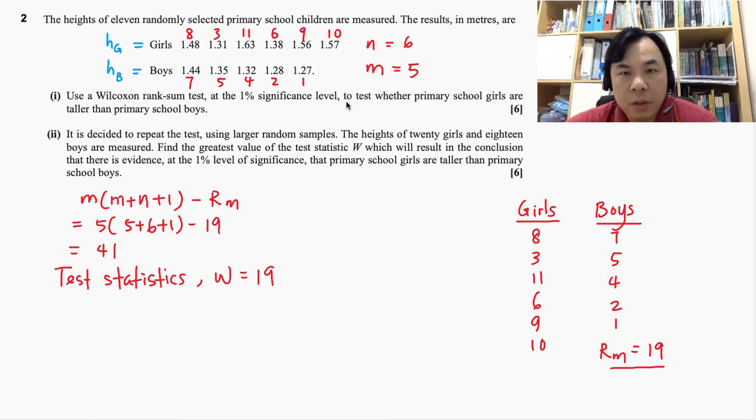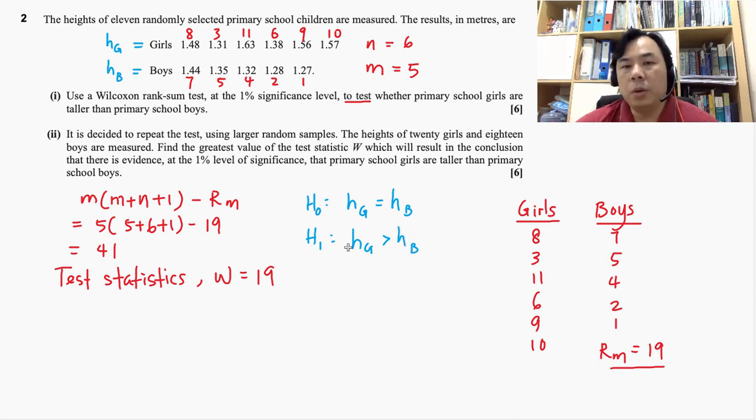So I think the first step you should actually write down your hypothesis test, which I have forgotten here. So the hypothesis test would be in this case the null hypothesis would be the height of girls would be the same as the height for all the primary boys, right? Whereby the alternative hypothesis, based on this, we want to test whether the primary school girls are taller.